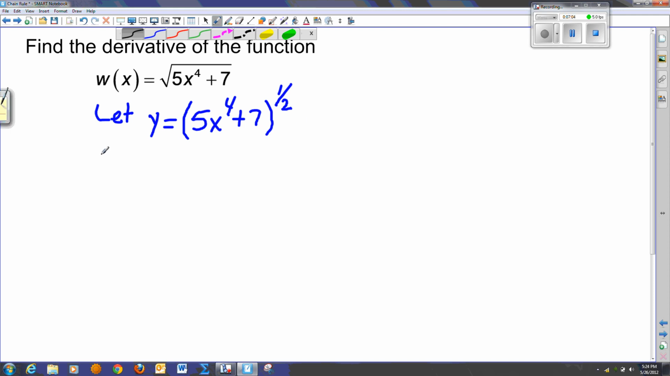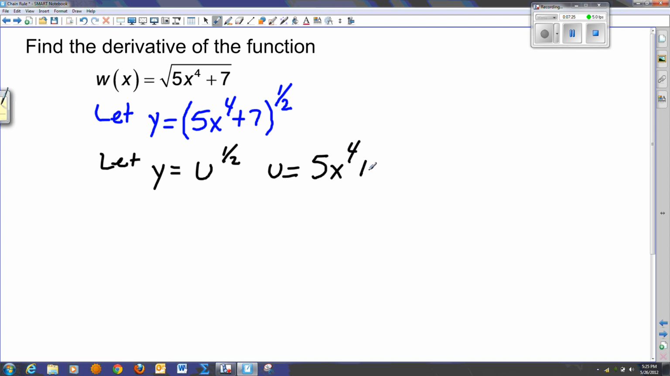So at this point, we're going to let y equal some u value, and that's the innermost function, to the 1/2, and u will equal that inner function, 5x to the fourth plus 7.